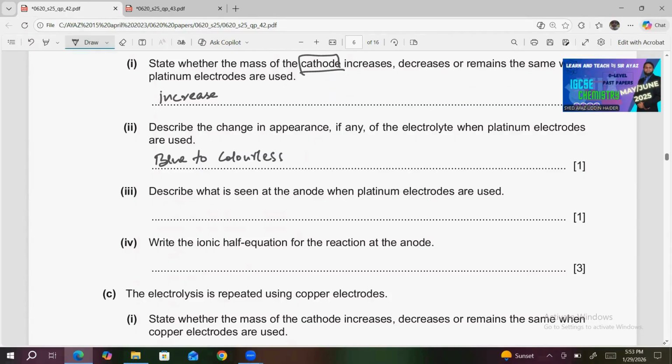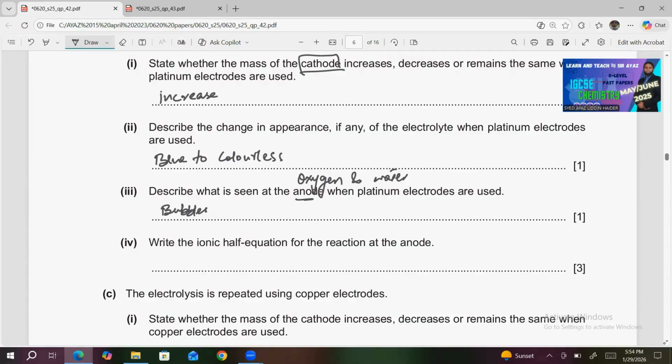Describe what is seen at the anode when platinum electrodes are used. So at the anode, what you will get? You will get oxygen and water. So you'll see bubbles of oxygen. This is what we'll observe at the anode.